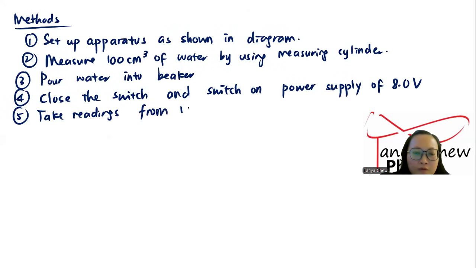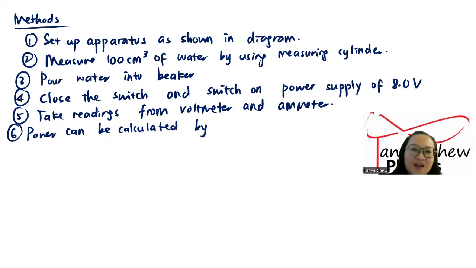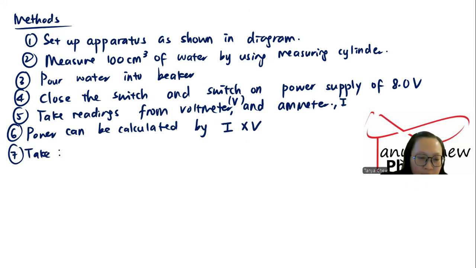And then take readings from voltmeter and ammeter. And then tell us how to calculate the power. Power can be calculated by voltmeter. Put a comma, put capital V here, put a comma, put I here. Right? I times V.